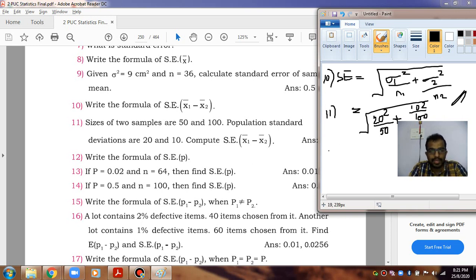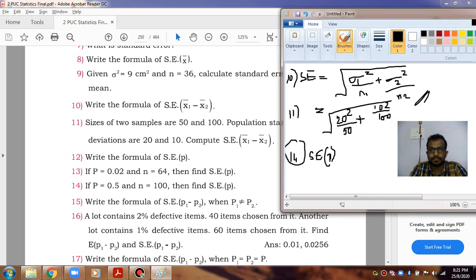Okay. Let's do the 14th sum, students. 14th one. P is 0.5. N is 100. What is SE of P? SE of P formula first of all. What is the formula, students? SE of P.